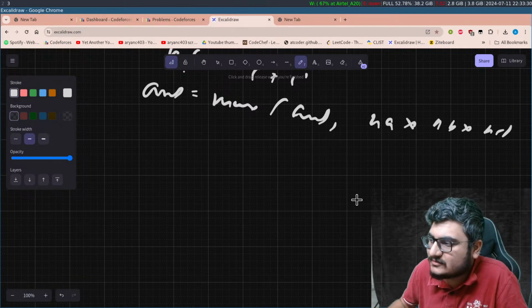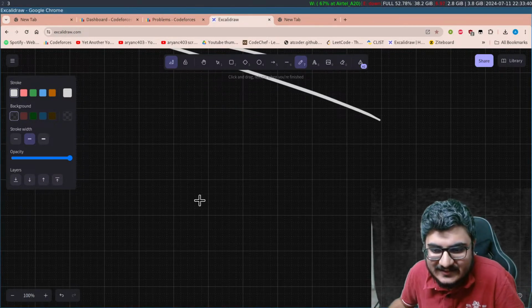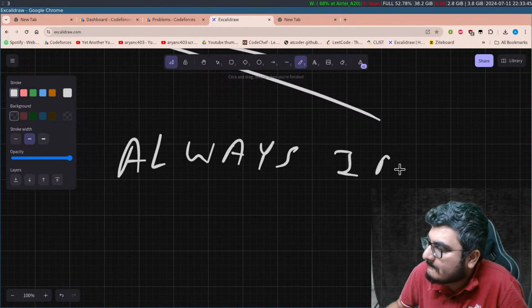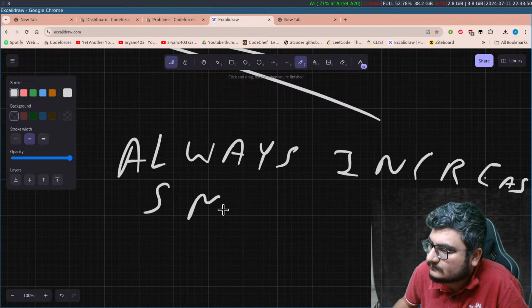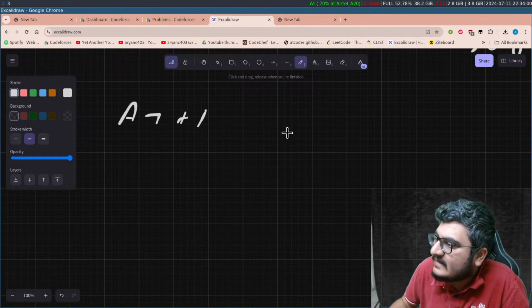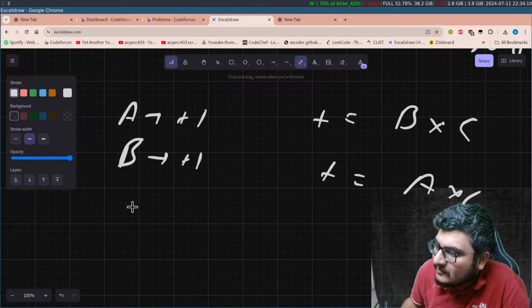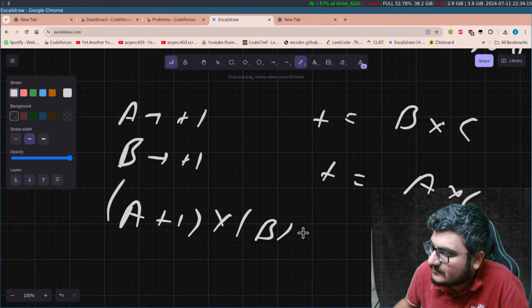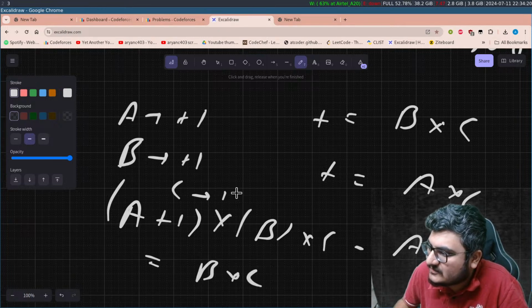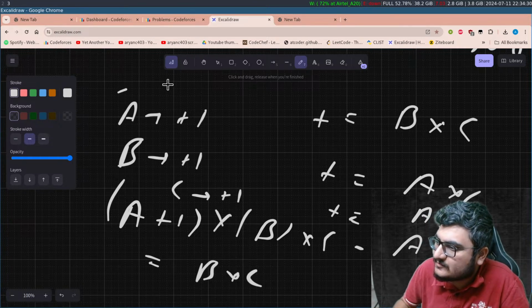Another solution, which a lot of people would have done, is yes, as someone pointed out, one way is to always increase the smallest number. The idea is, if you increase A by 1, the answer increases by B into C. If you increase B by 1, the answer increases by A into C. The new value of the answer is A plus 1 into B into C minus the old value, so this difference is B into C. And if you increase C by 1, the answer increases by A into B. So the greedy idea is to increase the smallest number, let's say this is the smallest number.